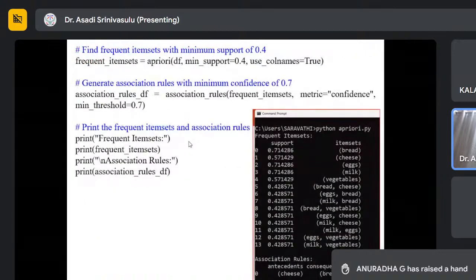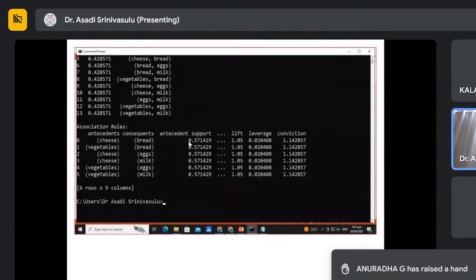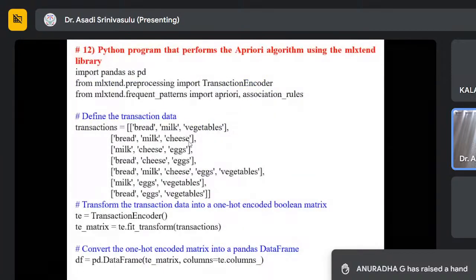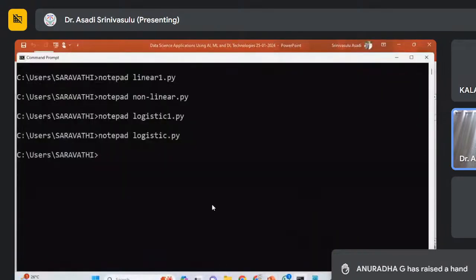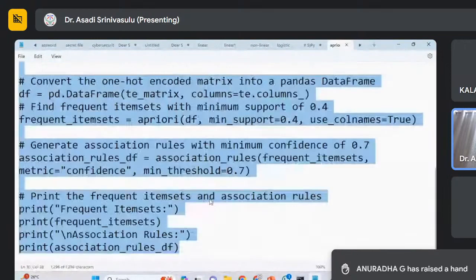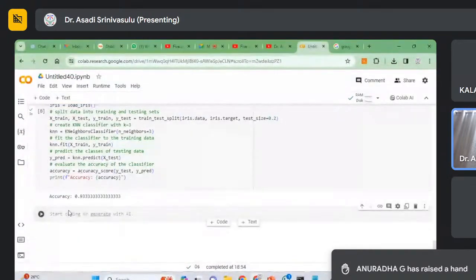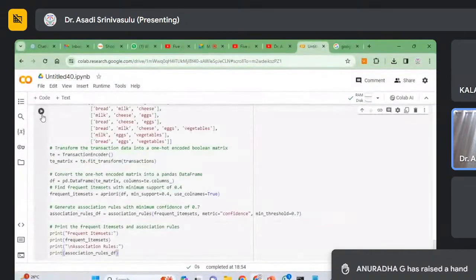This is the best combination I am getting. These are the results, and now I am going to demonstrate it. Please see here. What is the file name I have given? The file name is apriori. Okay, see now, Notepad, apriori. This is the program. Now I am demonstrating. Go to the code here and paste.